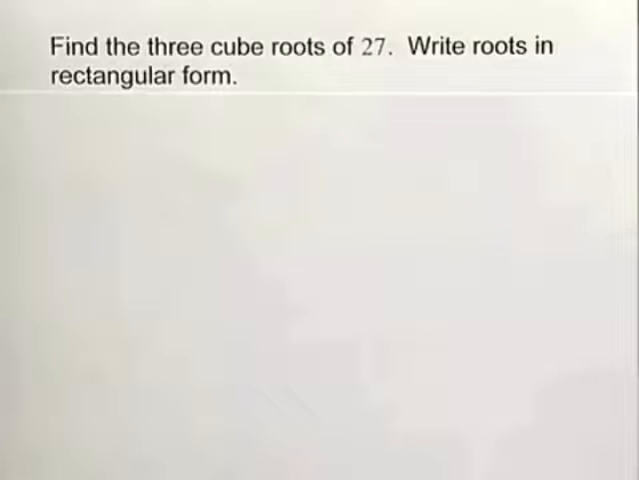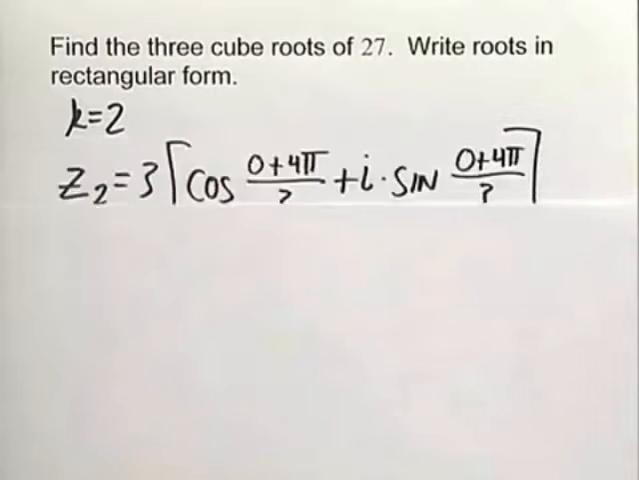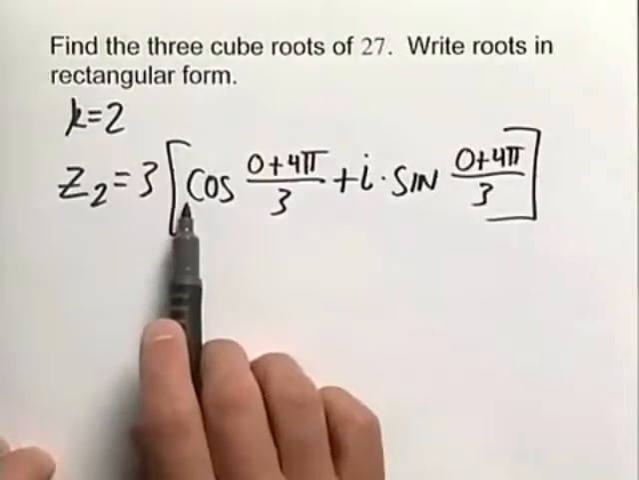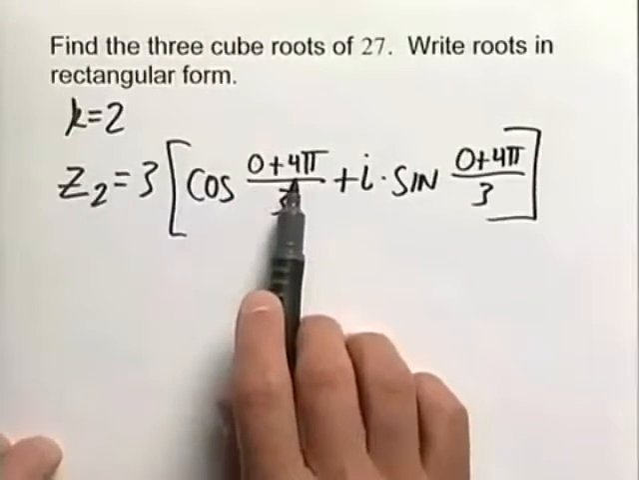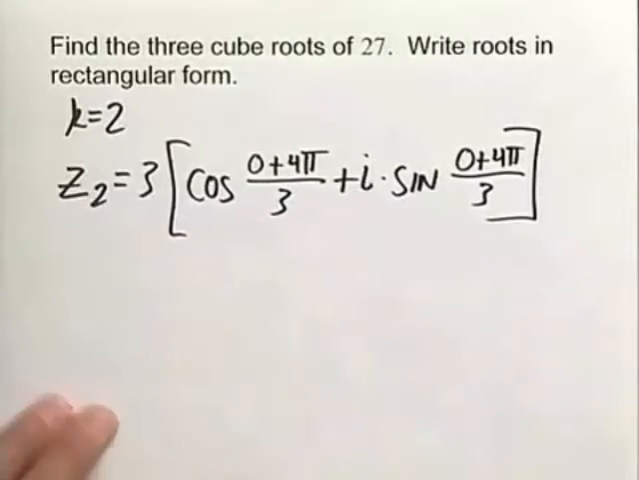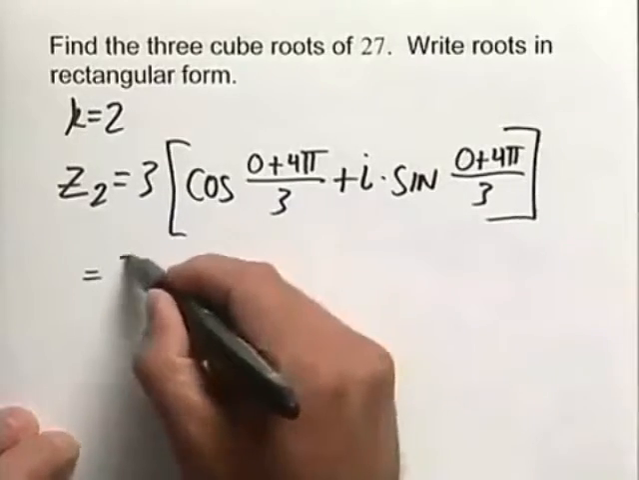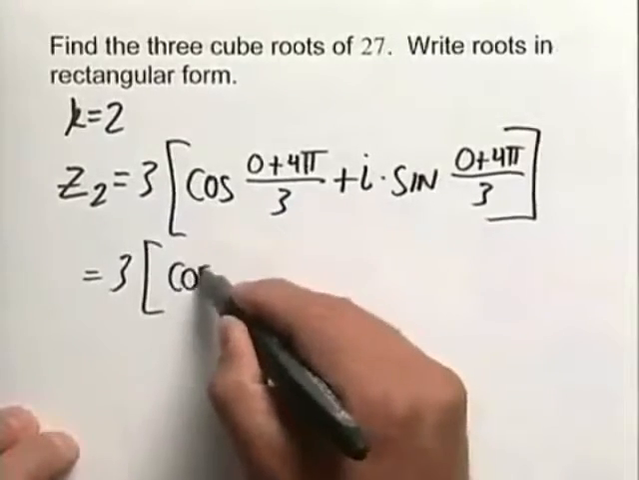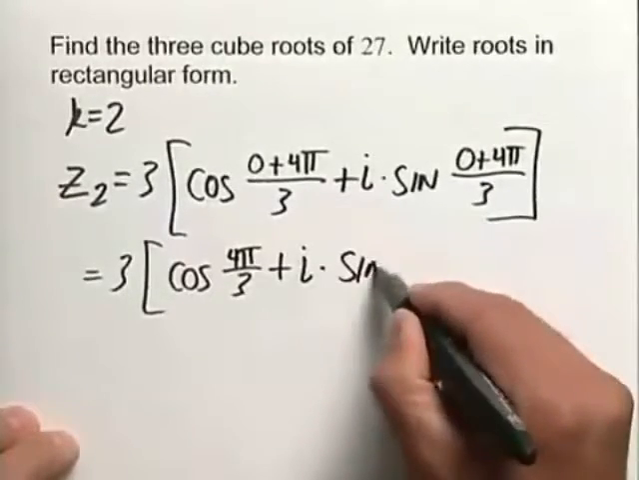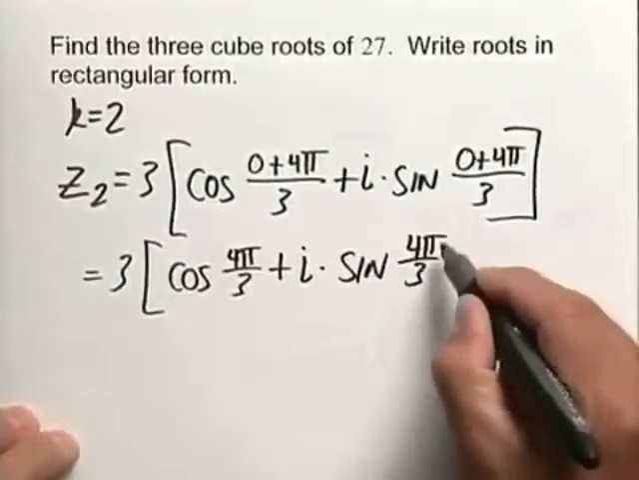Now let's find the third and final cube root of 27. All right, as before, we're looking at our value of k. For our final cube root, that occurs when k is equal to 2. So in general, we're looking for z sub 2, and it's going to be 3 times the cosine of 0 plus 2 pi times 2, which is 4 pi, all over 3, plus i times the sine of that same value. So here's what we're looking at. We have 3 times the cosine of 4 pi thirds, plus i times the sine of 4 pi thirds.